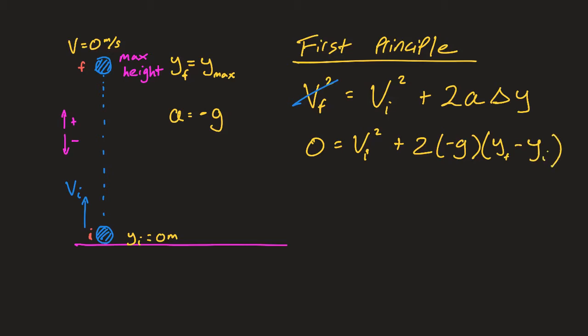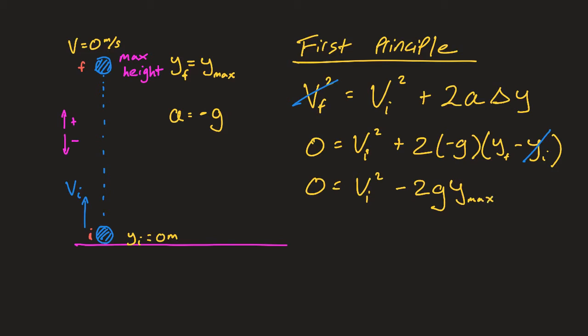We see another place where we can cross something out. Y initial was 0, so that goes away. And then with our custom subscripting over here, our y final is better communicated by using the language y max, and so we'll plug that in. And so let's just keep writing this out all the way. So 0 is equal to initial velocity squared minus 2g times y max.